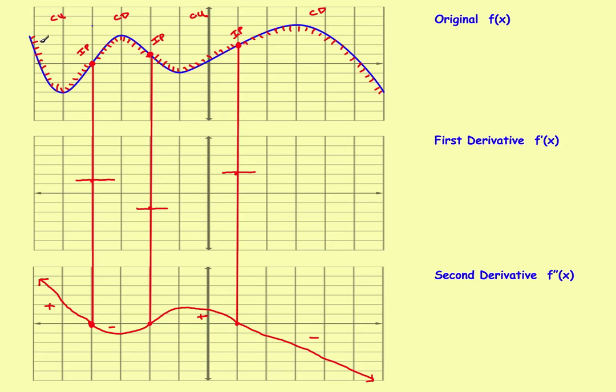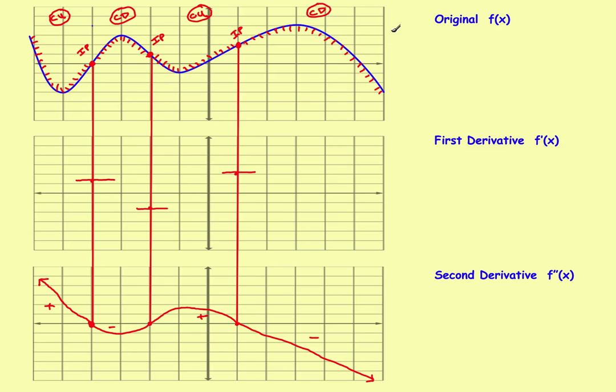Now notice, looking at the original graph, wherever the original graph is concave up, then the second derivative is positive. It's above the x-axis. Wherever the original graph is concave down, then the second derivative graph is negative. It's below the x-axis. Concave up, the second derivative is positive. Concave down, the second derivative is negative. So if you want to identify intervals where the original function is concave up or concave down, all you have to do is find the second derivative, pick a test point, and see whether it's positive or negative. That'll tell you where it's concave up or concave down. Positive is concave up, negative is concave down.